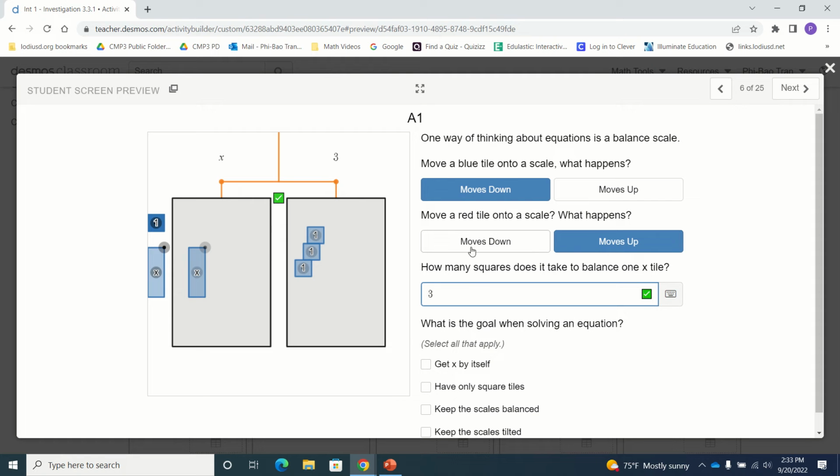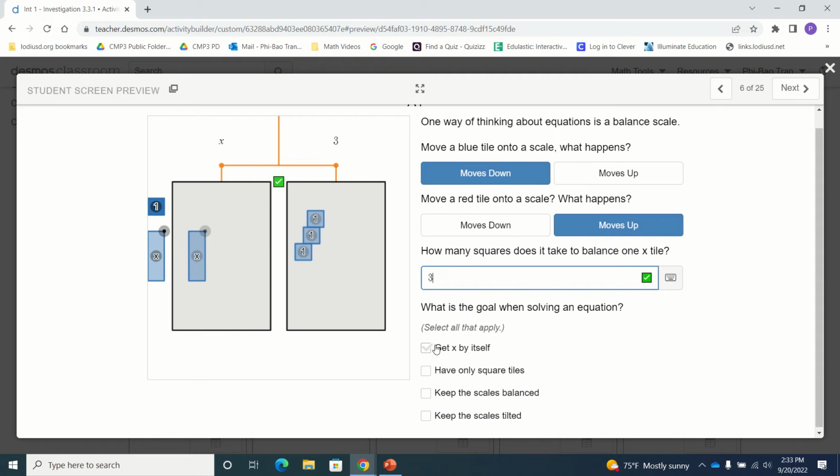Okay. So the idea behind solving the equation is we have two goals. One is that we're trying to get X by itself, and the other is to make sure that the scales are balanced. So whatever you do to the equation, both sides have to stay perfectly leveled.